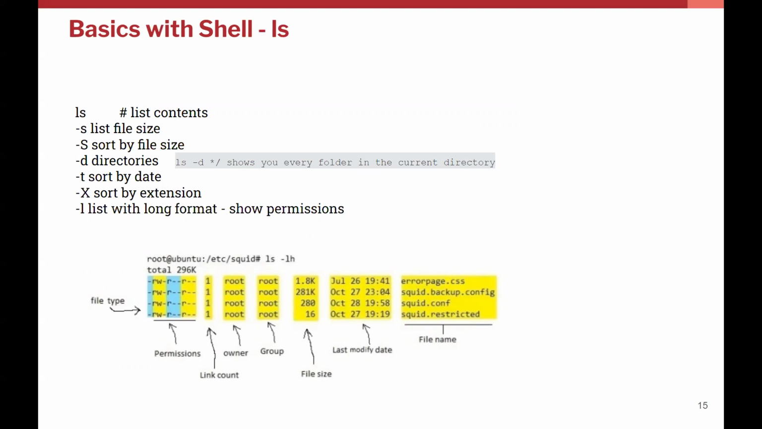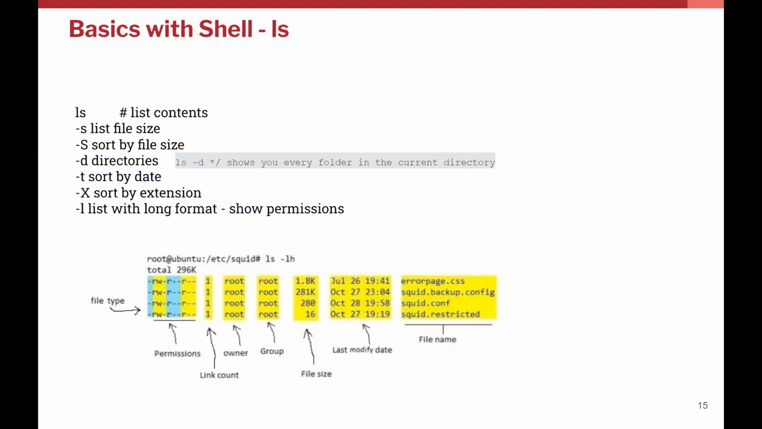And so here, I'm gonna show you some very useful options for this. So first, lowercase s lists the file sizes, and uppercase S sorts by the file sizes. Lowercase d shows you the directories. And so for example, if you use ls -d */, it shows you every folder in the current directory.